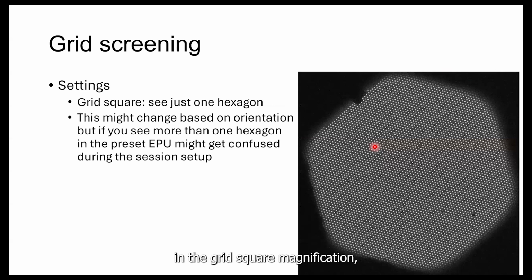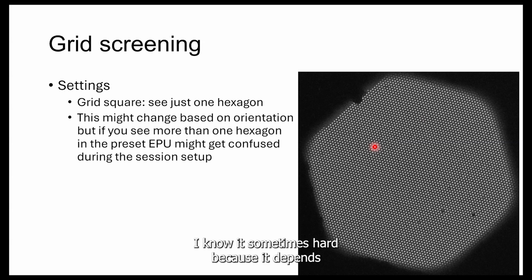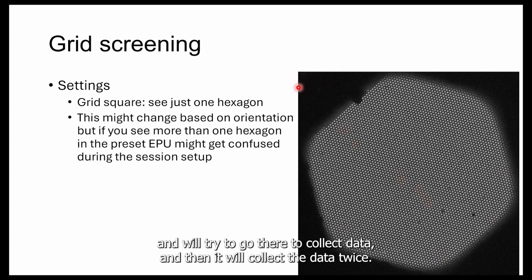In the grid square magnification, what we want to do is see one hexagon. I know it's sometimes hard because it depends on the orientation of the grid inside the microscope, and you cannot move the grid fractions of degrees to get it properly. Try to get one hexagon per image. If you start to see more holes on the other sides of your image, EPU might find them when you make your session and think they are the same holes as your hexagon, and will try to go there to collect data, and then it will collect the data twice.